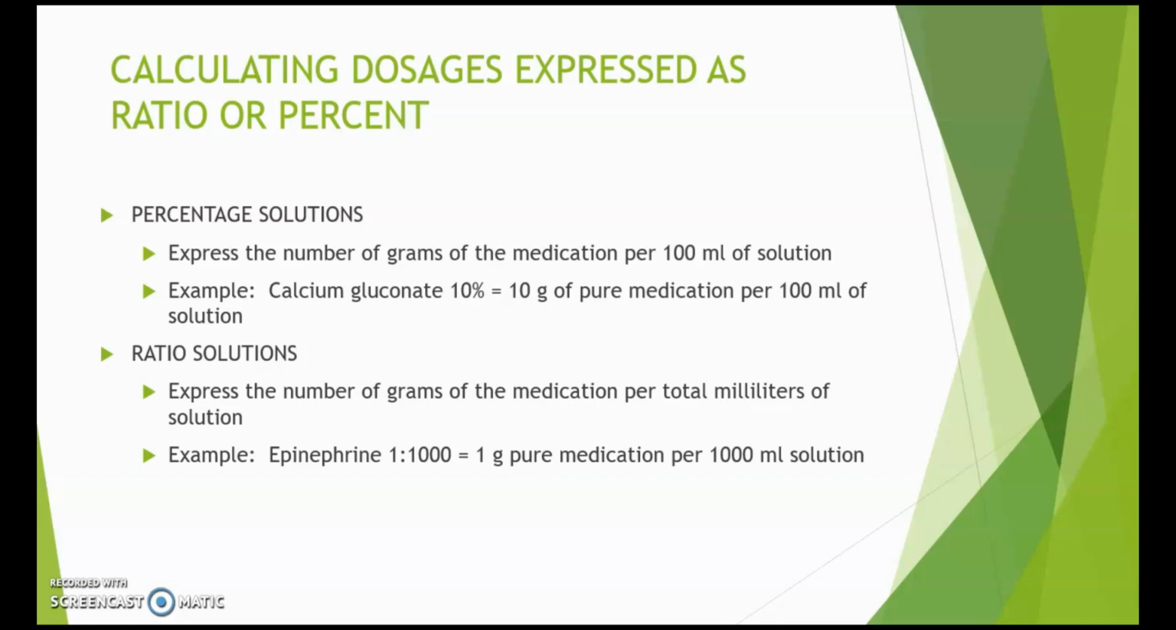Ratio solutions express the number of grams of the medication per total milliliters of solution. Example, epinephrine 1 divided by 1,000 is equal to 1 gram of pure medication per 1,000 ml of solution.